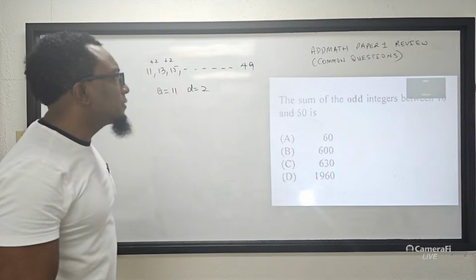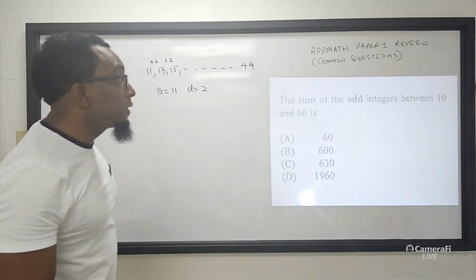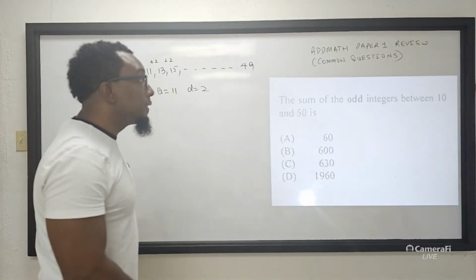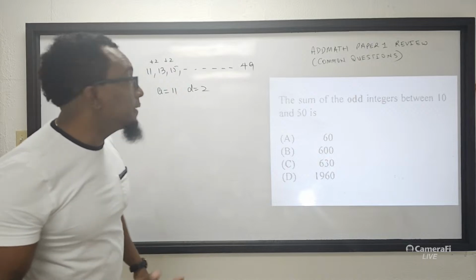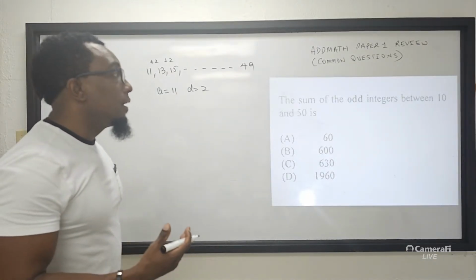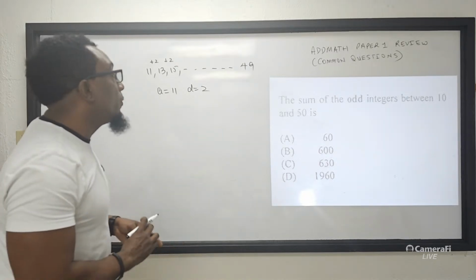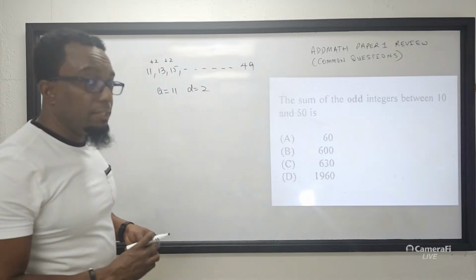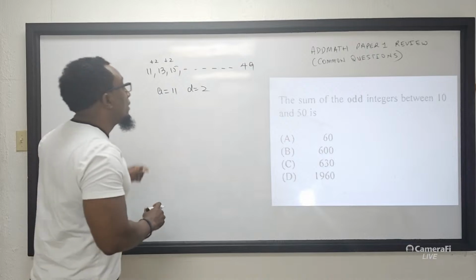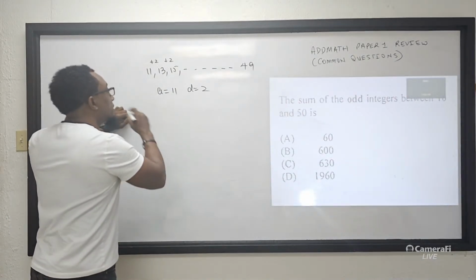And if we have to find the sum to n terms, we don't know how many odd integers occur between 10 and 50. We don't know what that is, but we can find it. When we determine the number of n terms, odd integers I should say, between 10 and 50, we can also find the sum of those odd integers. So, it being an arithmetic sequence, we can use the formula here.